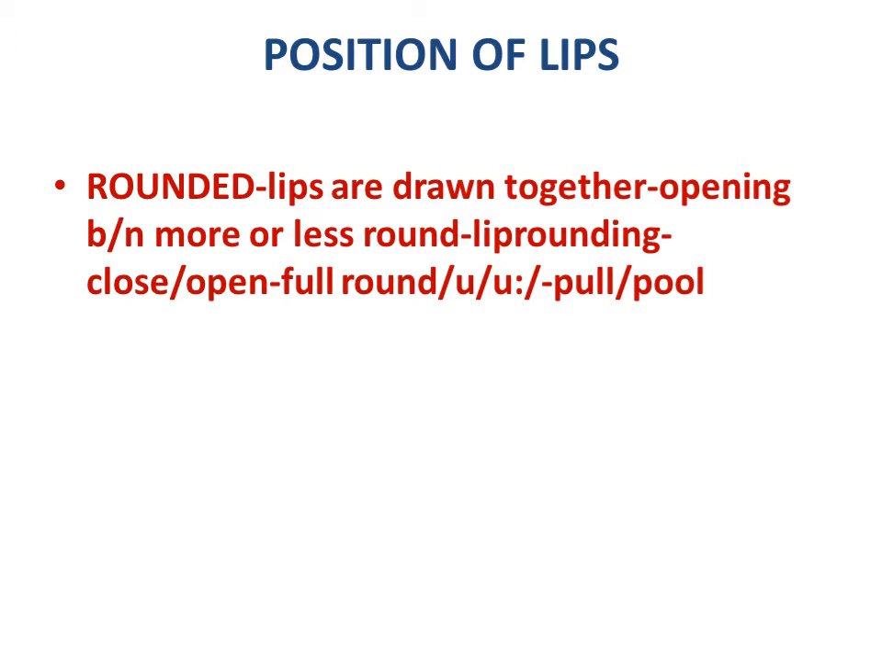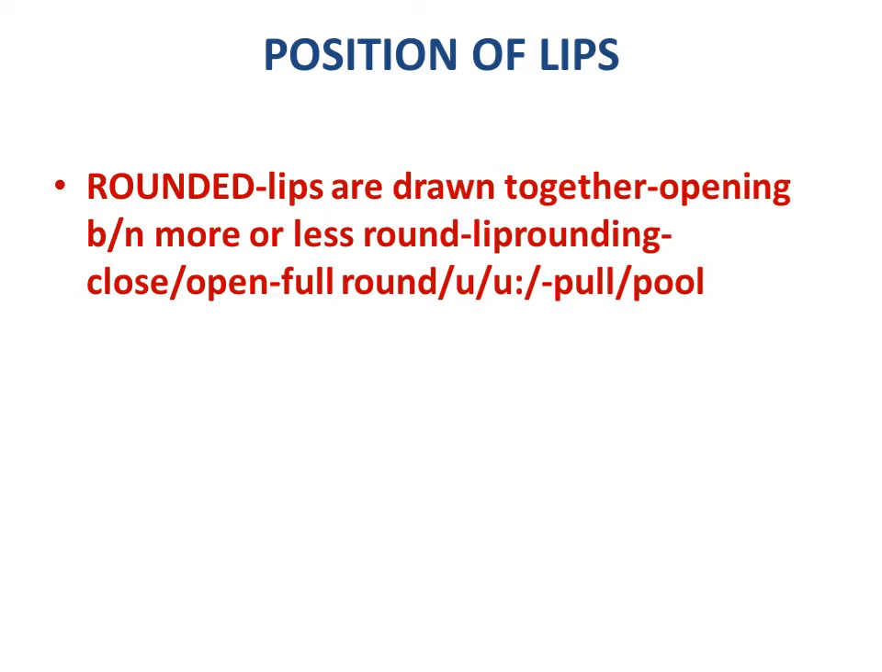While we pronounce rounded vowels, the lips are drawn together. The opening between the lips will be more or less round. It can be called lip rounding. When the tongue is very close to the roof of the mouth, it is called close rounded. When it is away from the roof of the mouth, it is open.